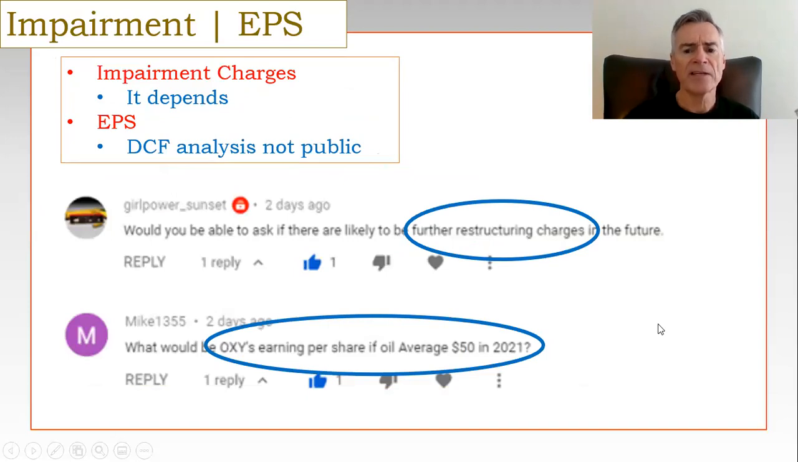Girl Power asked about further restructuring charges. This is a tough one. The reason why it's tough is because it's not a good market to shop for energy assets, or maybe the other way around. It's a good market to shop if you want to buy, but not a good time to sell because prices are depressed for the assets in general. Obviously, there's not been a recovery from that point of view yet.